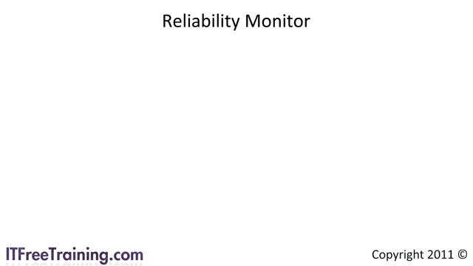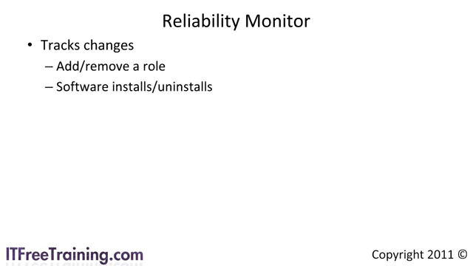When troubleshooting computers, it is useful to quickly get a history of a computer and its problems. The Reliability Monitor tracks changes that happen on the computer, for example, the adding and removing of roles and software changes. If your computer starts to become unstable, you can see in the Reliability Monitor what happened around the time the computer started having problems.